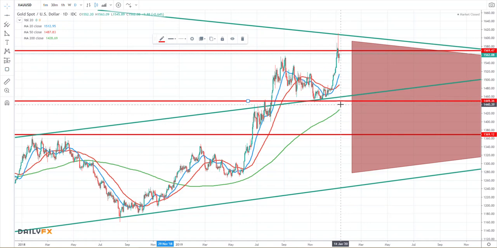That's right about where this 200 day moving average would catch up. So even at this point, if price descended down to 1480, we'd still be in the uptrend on the daily. But what gold needs to do is break through and sustain a break above this 1600.